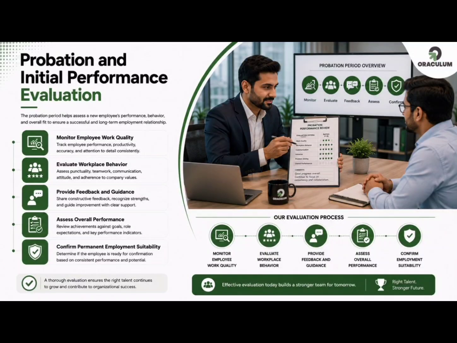Probation and initial performance evaluation. Many organizations place new employees on probation during the initial months of employment. During this period, supervisors evaluate work quality, behavior, and overall performance while providing feedback and guidance for improvement. Successful completion of probation often leads to permanent employment.